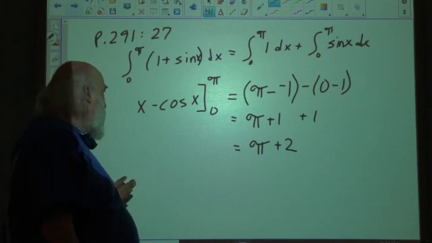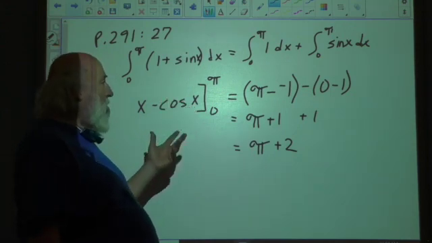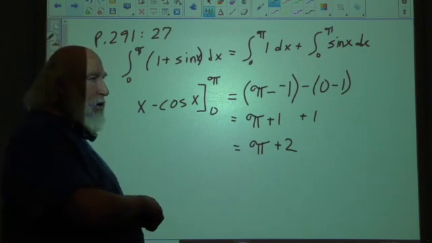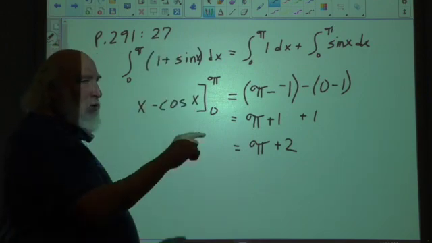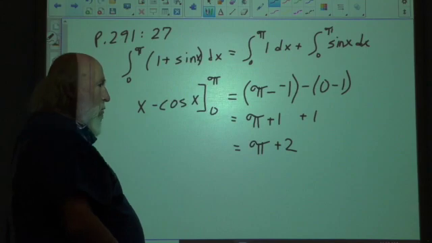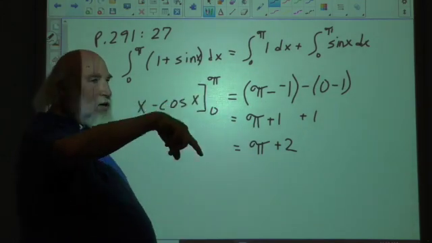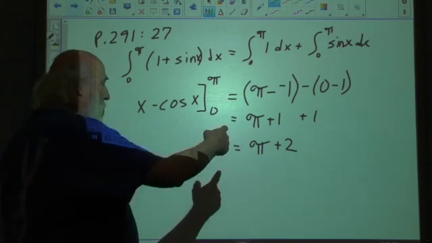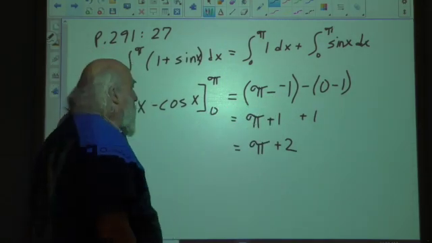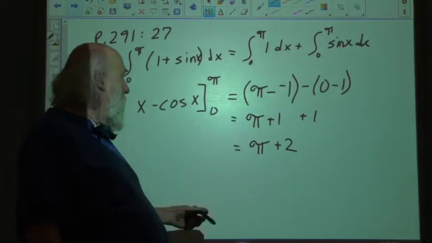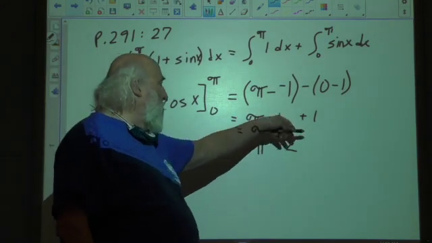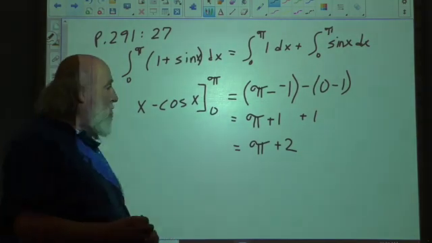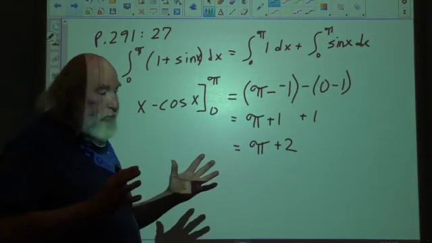Then do the same thing with 0. So 0 minus the cosine of 0, or cosine of 0 is a positive 1. Remember, cosine curves start at 1 and then drop down. And then when it gets to pi, it's at the very bottom of that sinusoidal curve. So that's where the negative 1 comes from. So now we do this basic arithmetic here. That becomes pi plus 1 for this, minus the negative is plus 1. So the answer for number 27 is pi plus 2.